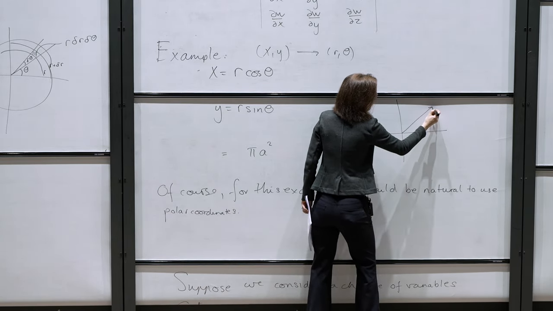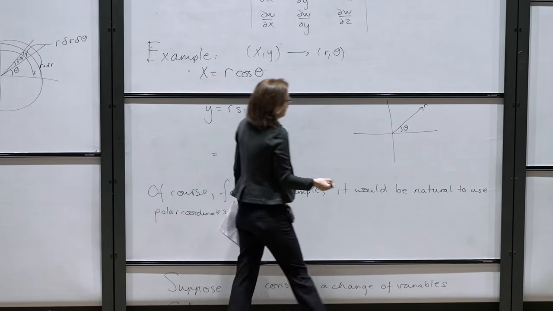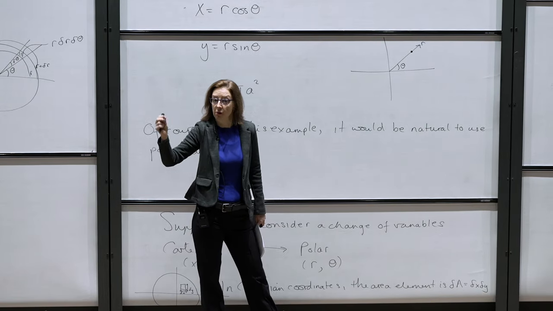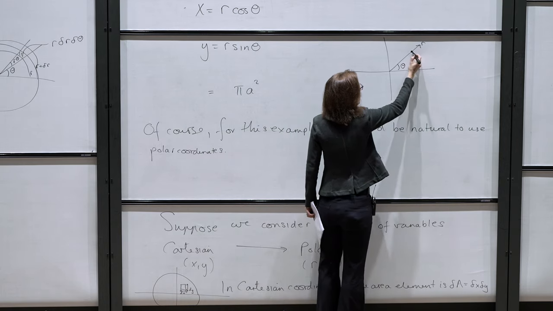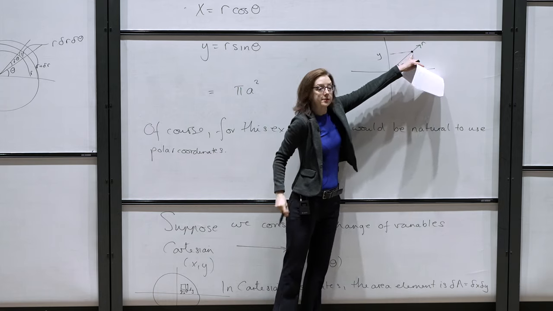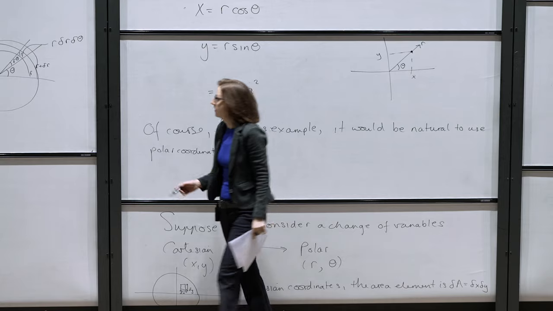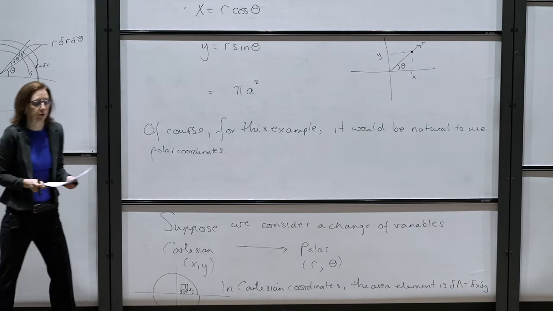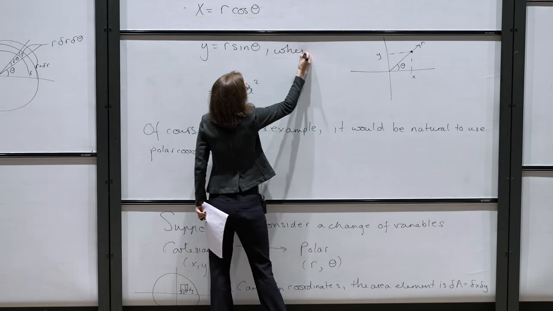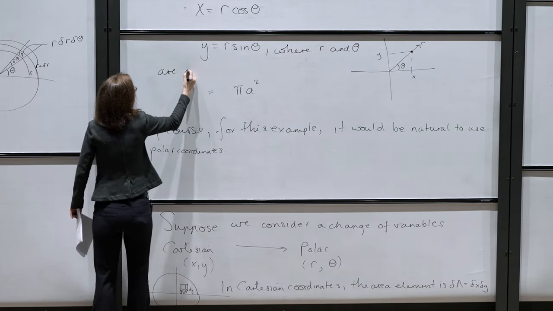So if I consider r going in the usual way out and theta measured from the x-axis, then if I consider a point in the plane, I can give you a coordinate r and a coordinate theta, or I can give you its equivalent x and y. And clearly x would just be the distance r cos theta and y would be the distance r sine theta. So that gives us the transformation between the two coordinate systems, where r and theta are polar coordinates.